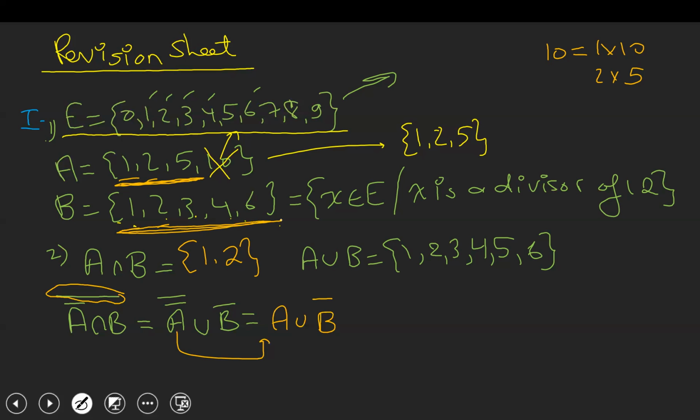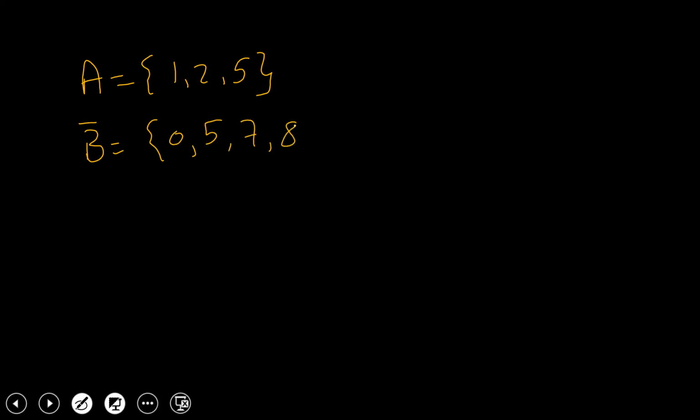These are the elements that are found in E, sorry, and not in B. I want not B. This means I don't want 1 2 3 4 6. What remains? 0 5 7 8 9. So we say A is 1 2 5, and B bar is 0 5 7 8 9.